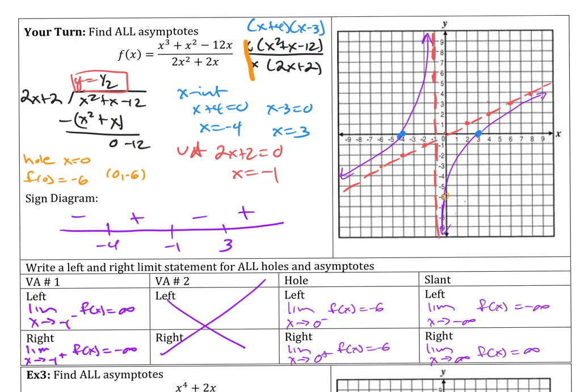When I go to set up my sign diagram, again, we're including our x-intercepts and our vertical asymptotes. And I see that on the left of -4, it's negative. Then we have positive, and then negative and positive. So we're going to go ahead and graph our information.